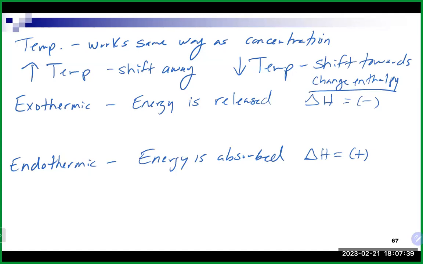So you'll most likely see the equation written with, at the end, delta H is equal to negative or positive. The actual number doesn't really matter. It's really just the sign, negative or positive, that matters in this particular case. The way that we think about exothermic reactions, because heat is being given off or released, we oftentimes think of heat or energy as a product.